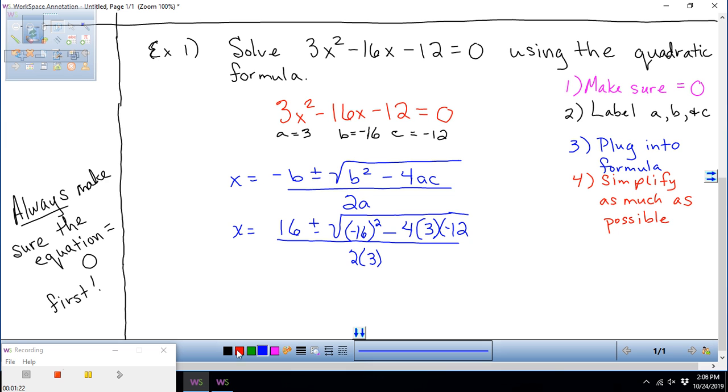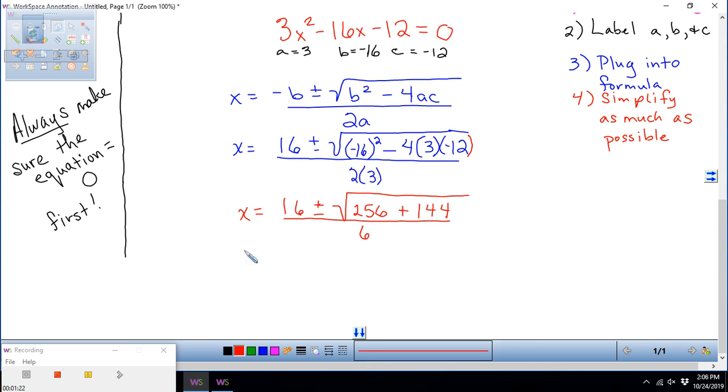Now we're moving on to step 4, which says simplify as much as possible. I'm going to do this in multiple steps. So I get 16 plus or minus the square root. Negative 16 squared is 256. And then I have a minus 4 times 3 times a negative 12. When I multiply all of those together, I get 144. And it's going to be positive because that was a minus times a negative. That makes a positive. And that's all divided by 2 times 3, which is 6.